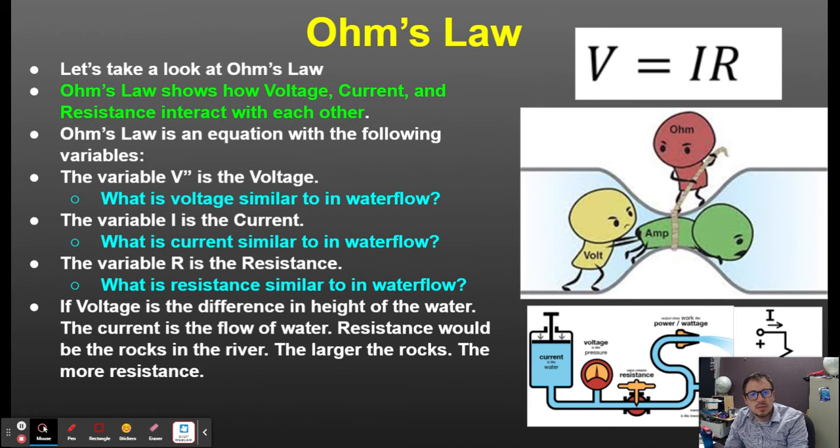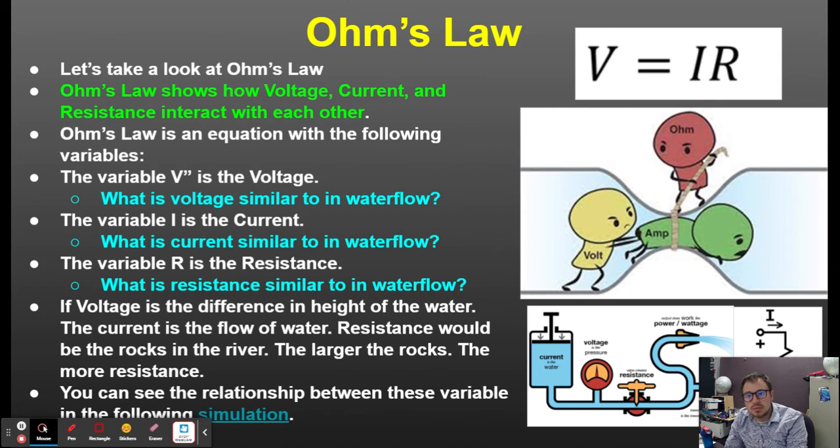So you can see Ohm's law off to the right, V equals IR, and I like that little graphic. Voltage is the pressure, current, or the amp, is the current flowing through, and the ohm, the resistance, is like how hard it is for that current to flow through.